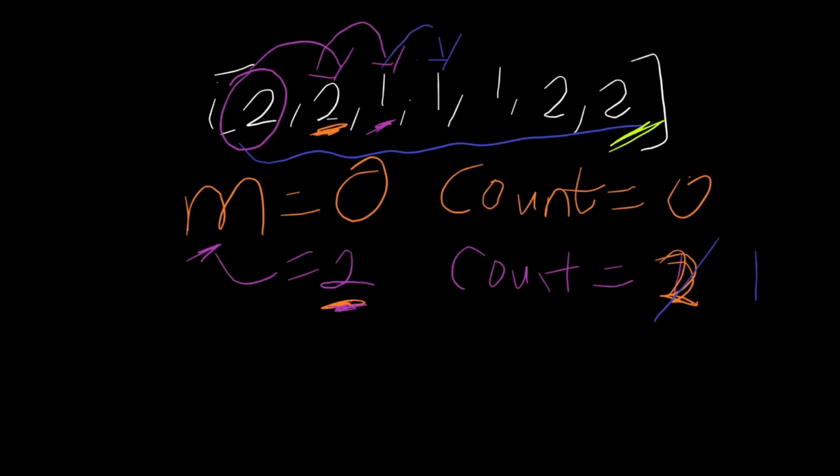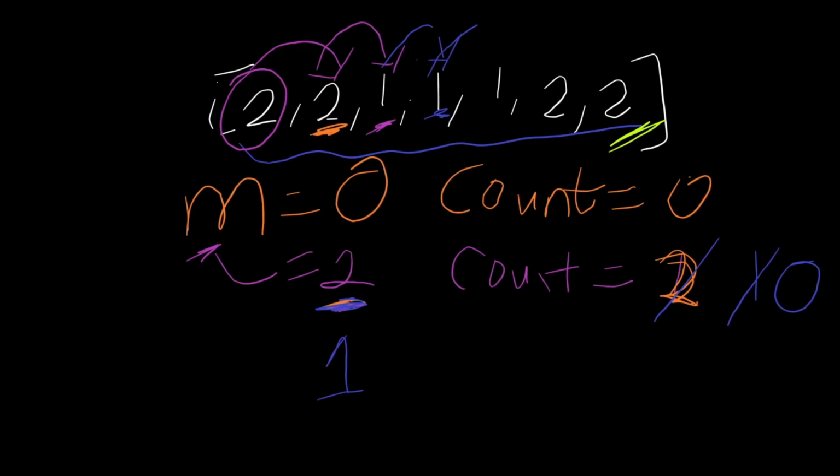The next item in our array is 1. Recall that our highest occurring is still 2. So when we check, okay, are they still the same? We see that no, they are not the same. 1 is not equal to 2, so we decrement our count once again to 0. And now that we have 0, we can go ahead and replace 2 with 1. So 2 is no longer our highest occurring number. 1 is now our highest occurring number.